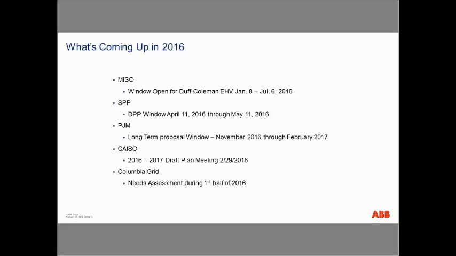Cal ISO is in the process. They have a planning meeting scheduled on the 29th, so that's a little less than 2 weeks from now, where they will go over their plan for the year. And Columbia Grid, I added them. They are doing their needs assessment during the first half of 2016. And if they come up with something, we'll hopefully hear. And hopefully, if they find anything, they'll open up a window later this year for people to bid and reply to their needs.